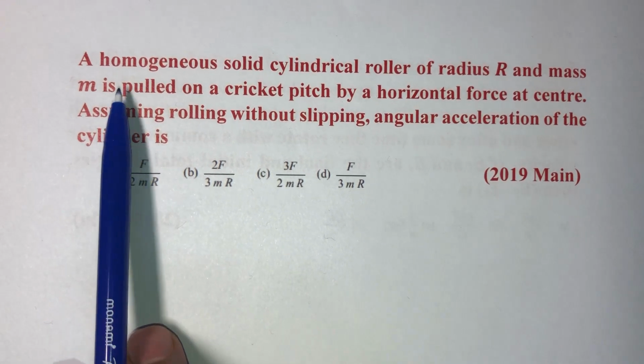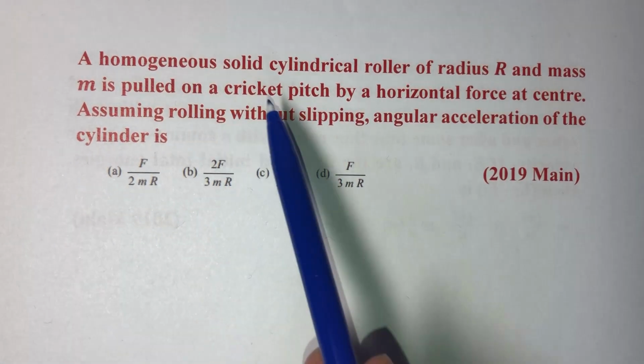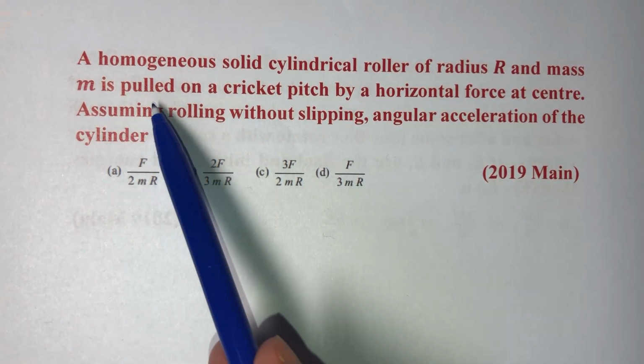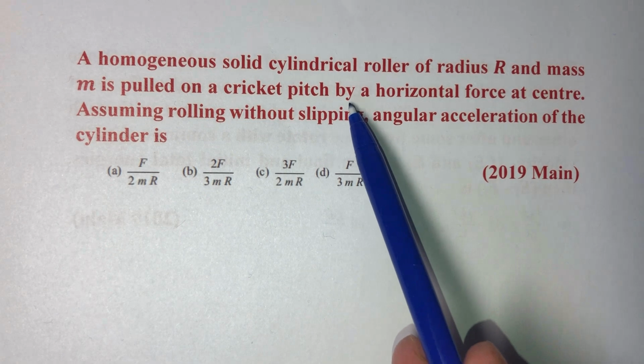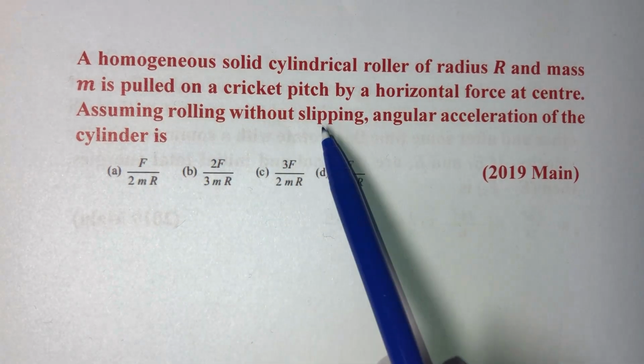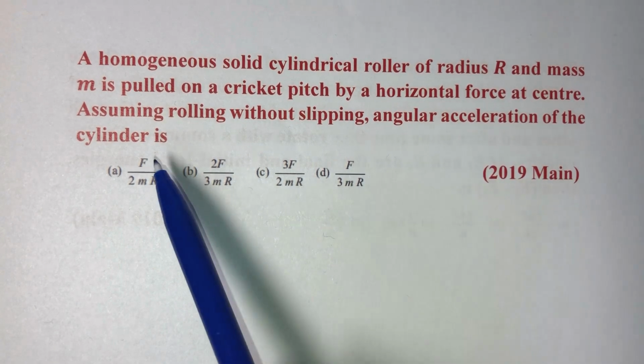Hello friends, today's question. A homogeneous solid cylindrical roller of radius r and mass m is pulled on a cricket pitch by a horizontal force at center. Assuming rolling without slipping, angular acceleration of the cylinder will be.